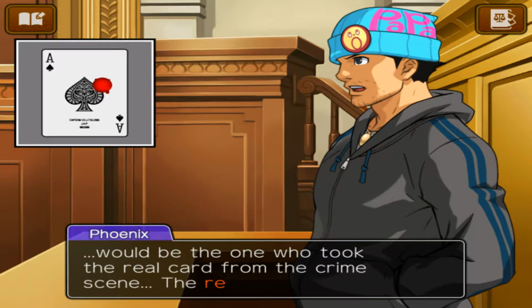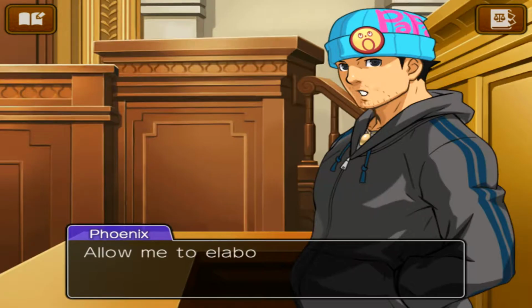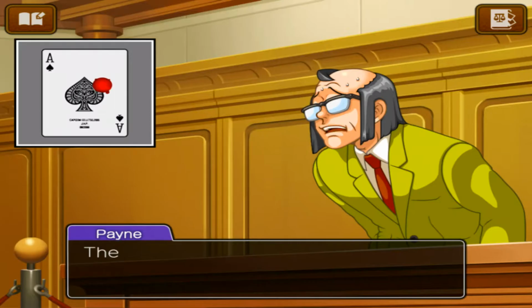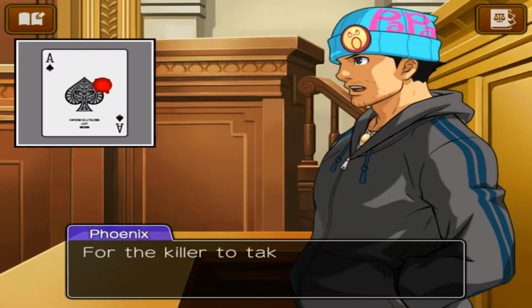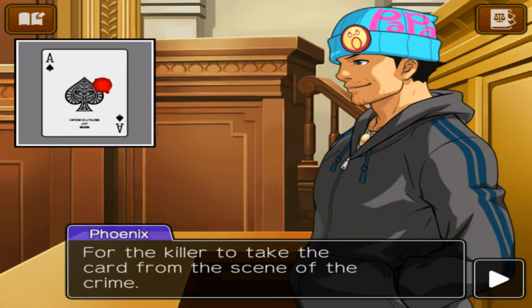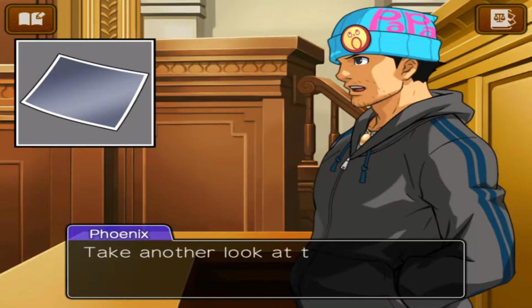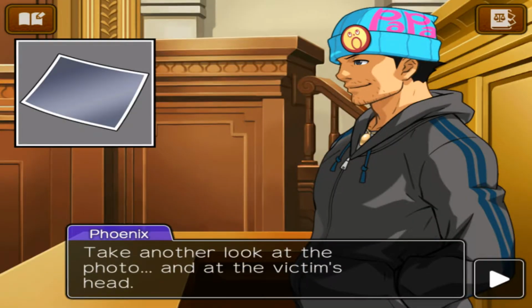Who took the real card from the crime scene and...the real killer. Allow me to elaborate. What if this trace of blood was the reason for swapping it? For the killer to take the card from the scene of the crime? Where are you going with this? Take another look at the photo, and at the victim's head.